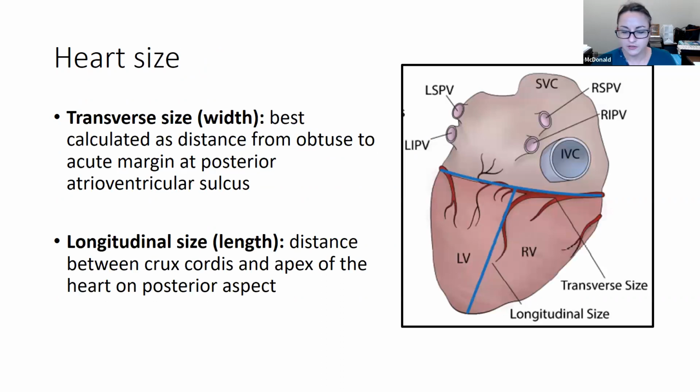So for the dimensions of the heart, we measure the width and the length. So the transverse size, the width, it's best measured there at the atrioventricular sulcus from the obtuse to the acute margin along the posterior aspect. And the length of the heart is also measured posteriorly between the crux cordis and the apex of the heart.